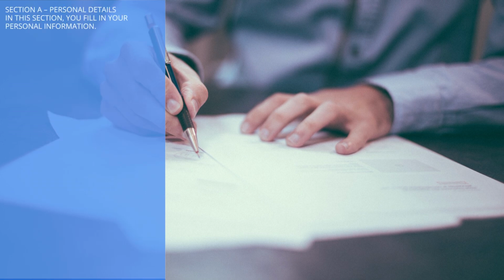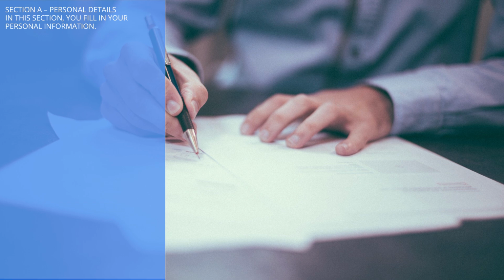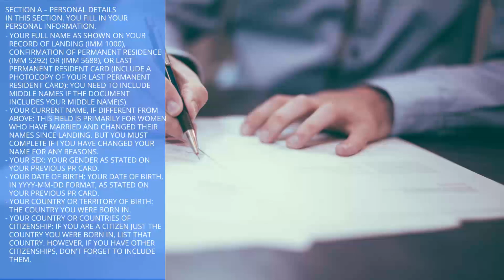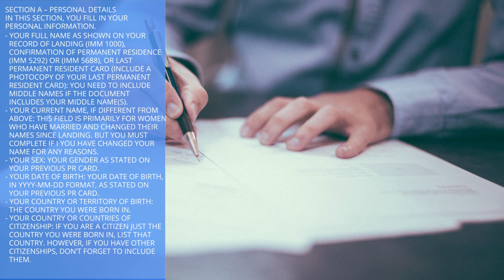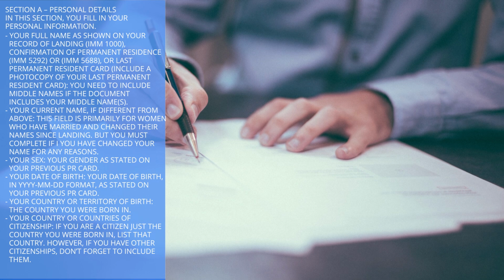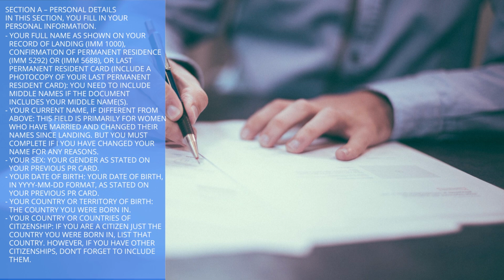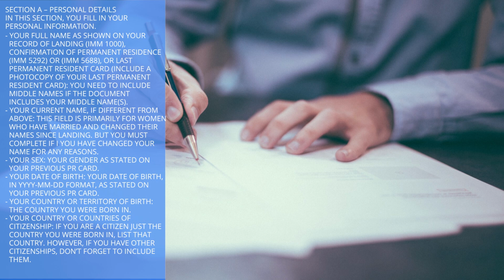Section A. Personal Details. In this section, you fill in your personal information. 1. Your full name as shown on your record of landing, IMM 1000, Confirmation of Permanent Residence, IMM 5292, or IMM 5688. Or last permanent resident card. Include a photocopy of your last permanent resident card. You need to include middle names if the document includes your middle names.